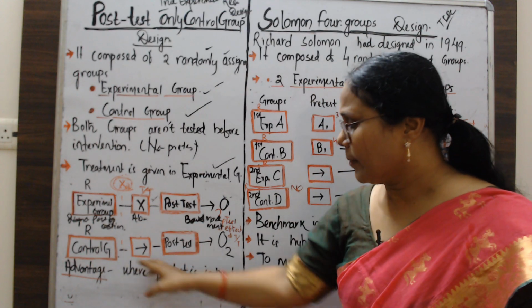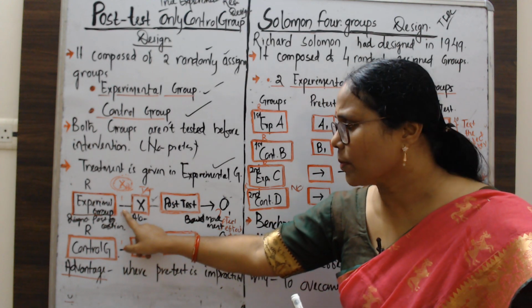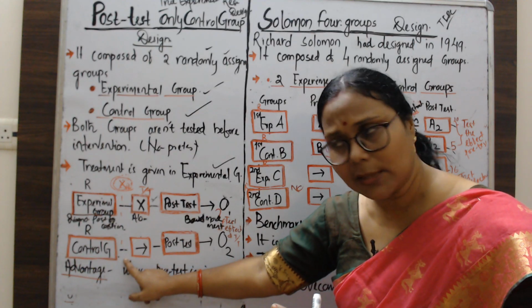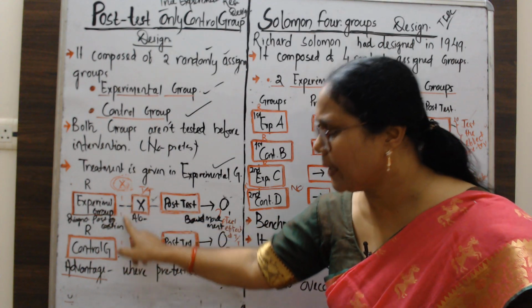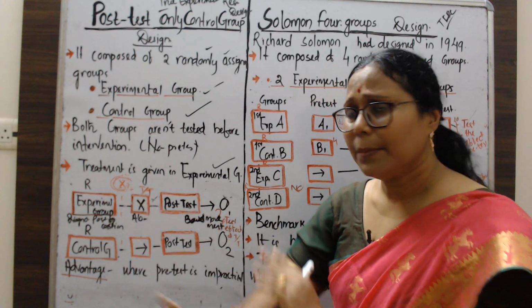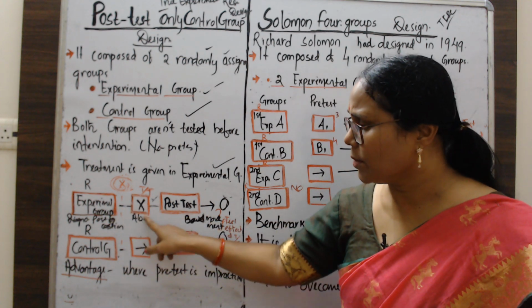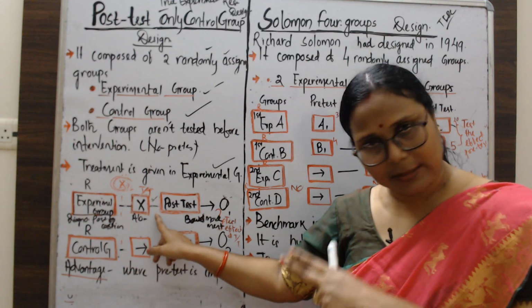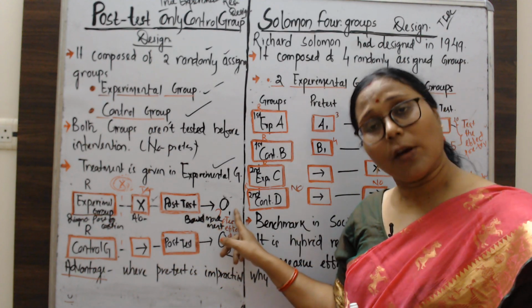So it is seen diagrammatically. One is the experimental group; we take some patients in the experimental group and some patients in the control group. I have not mentioned any column of pre-test here, so the pre-test is not carried out. Next, the intervention, which we know is symbolized as X. Then we go for the post-test and post-test observation.